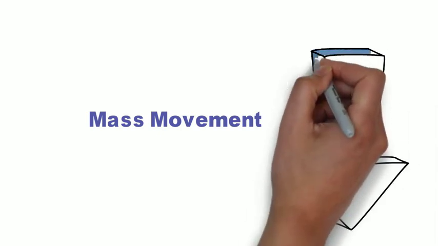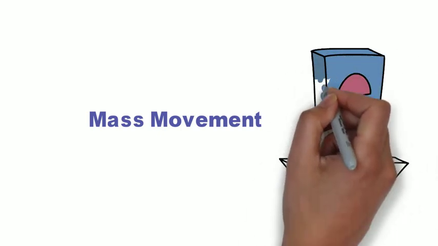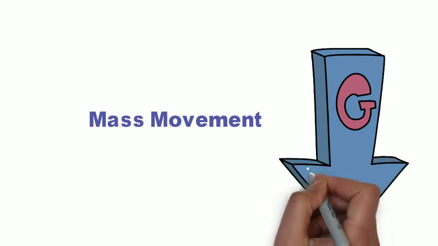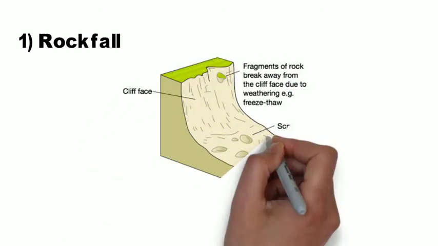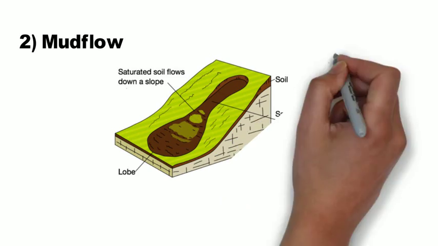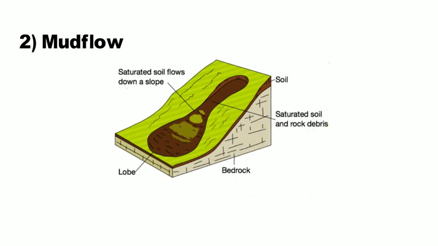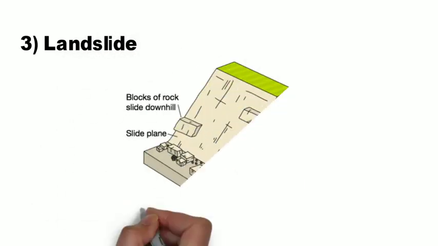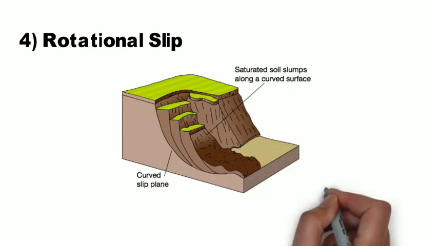Now, mass movement, which is the downhill movement of sediment that moves because of gravity. There are 3 different types of mass movement, including rockfall, bits of rock falling on the cliff face, usually due to freeze-thaw weathering. Mudflow, saturated soil filled with water, flows down a slope. Landslide, large blocks of rock slide downhill. And rotational slip, saturated soil slumps down a curved surface.